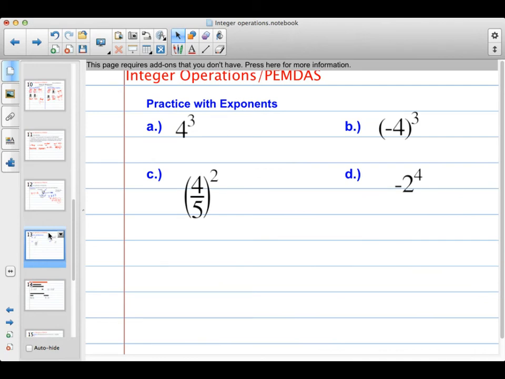Let's practice a little bit with exponents. You guys can do this on your own in your head if you'd like to, or you can pause the video and try them out. 4 to the 3rd is 4 times 4 times 4. This would get us 16 times 4, or 64.